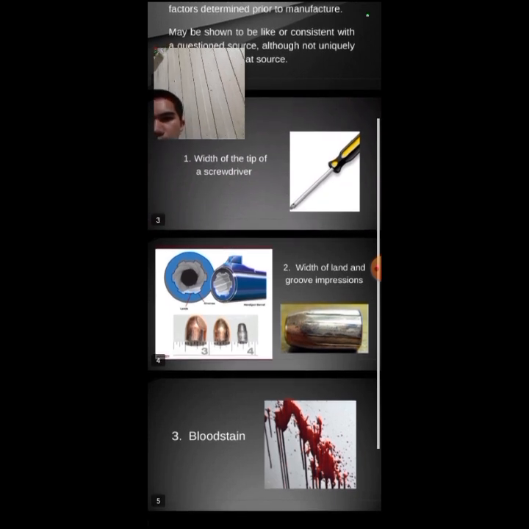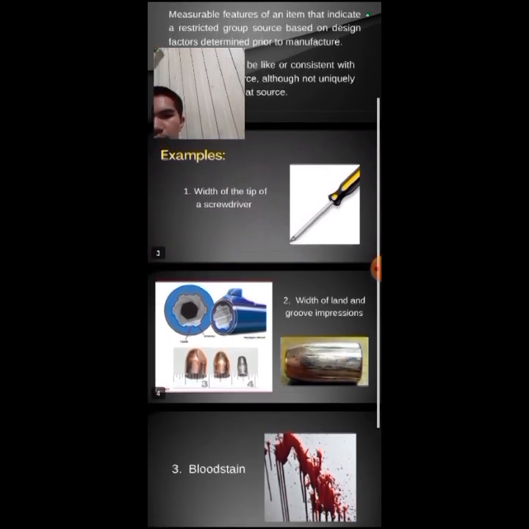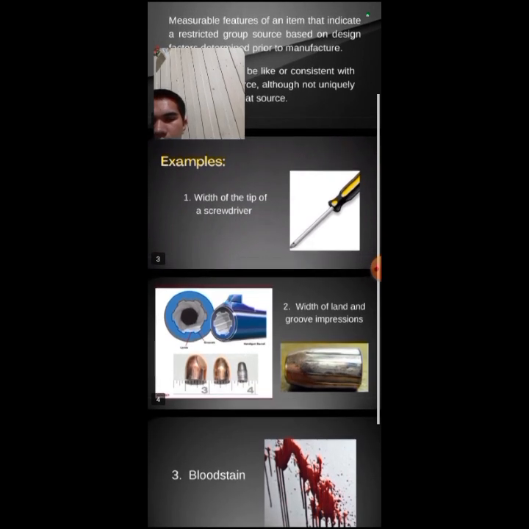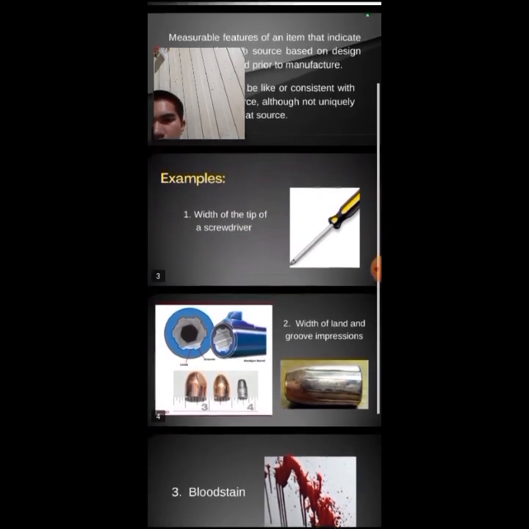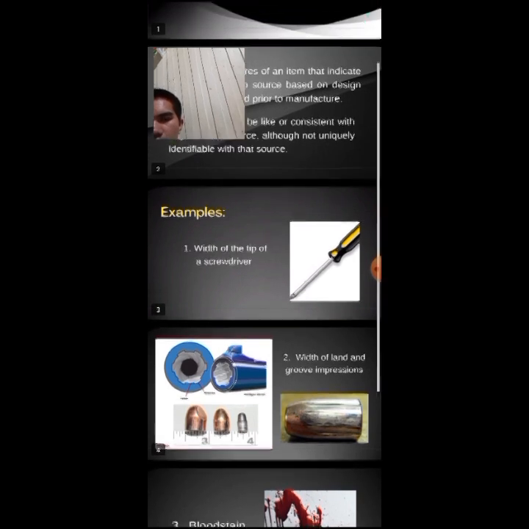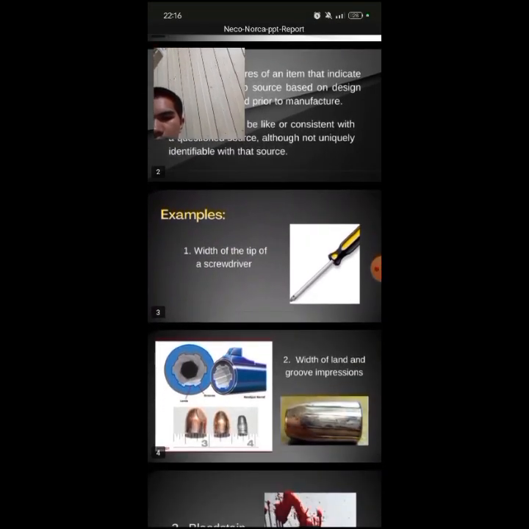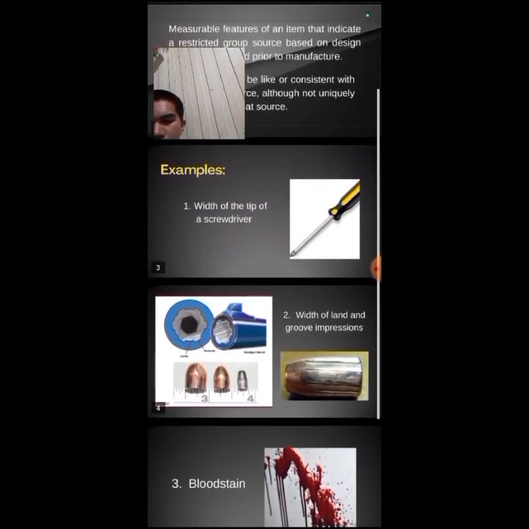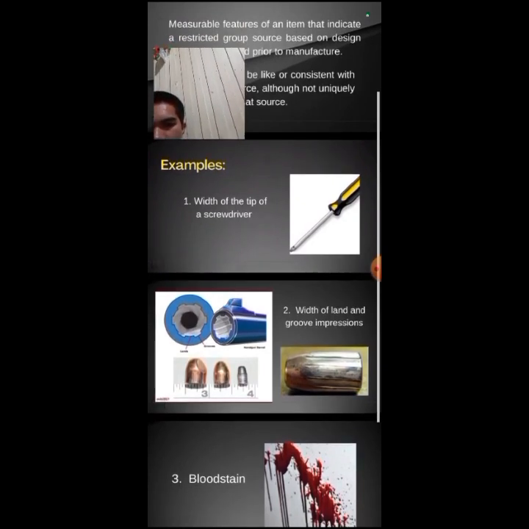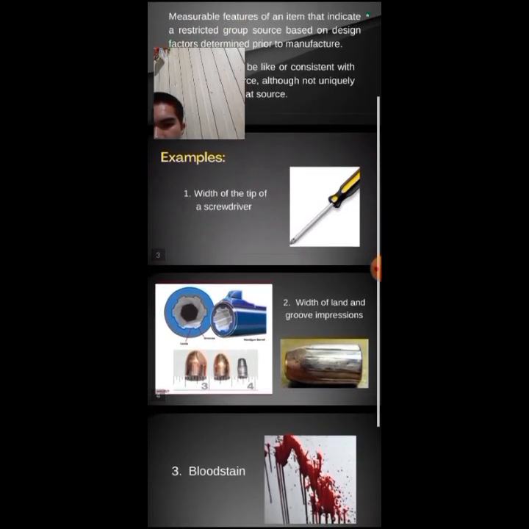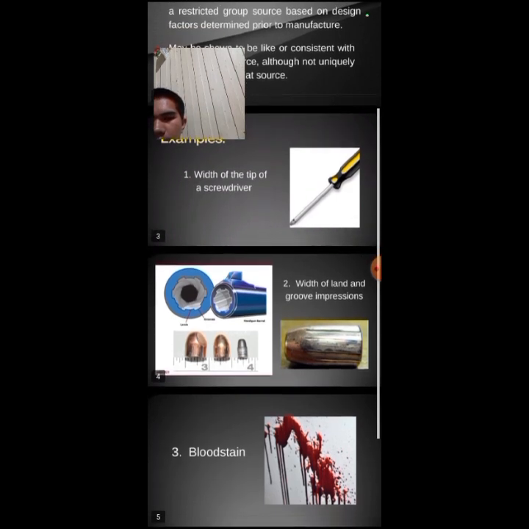So with the width of the land and groove impressions, we can measure at a crime scene using class characteristics how many lands or grooves appear on a bullet, and determine whether it was caliber 45, a rifle, or a revolver.